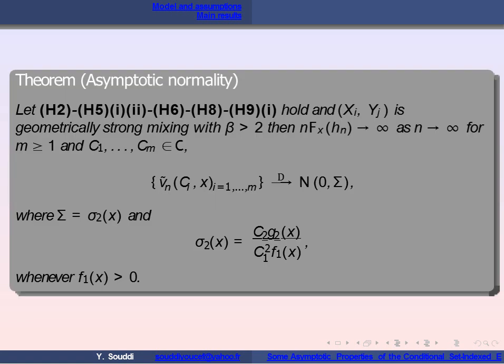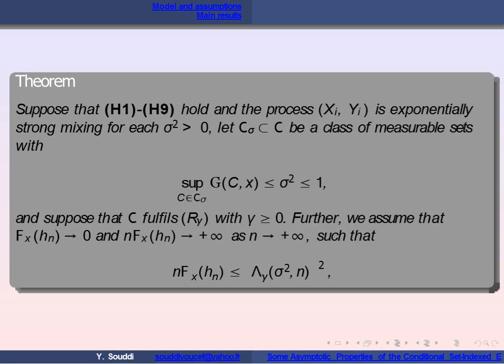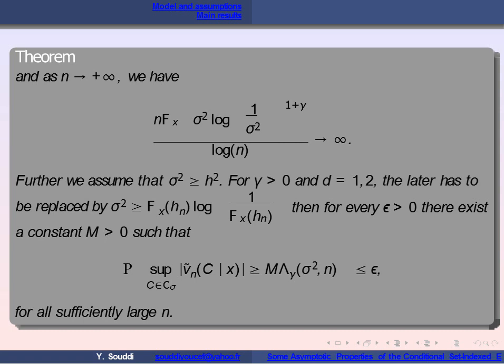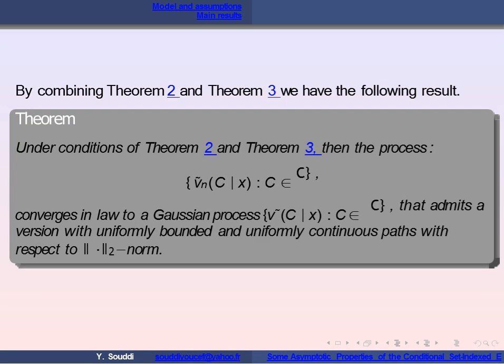The second theorem is the asymptotic normality. We prove that our estimator converges to a normal law with mean equal to 0 and variance equal to this quantity. For the third theorem, suppose that H9 holds and that the sequence is exponentially strongly mixing, for each measurable set with these functions. We prove that the supremum of our estimator is strictly bounded.